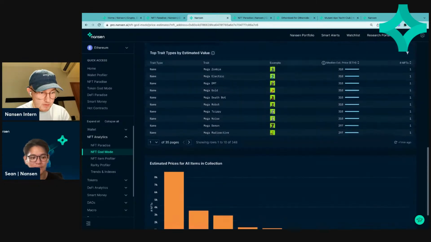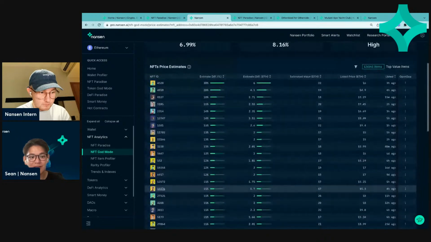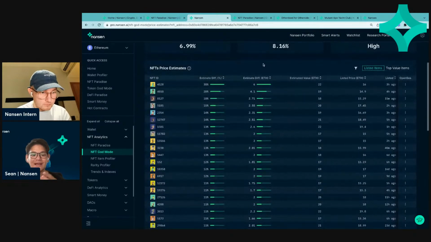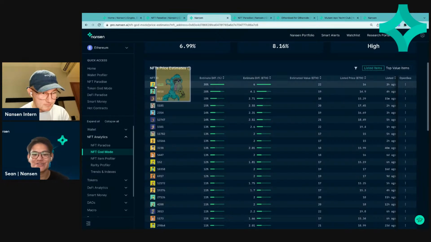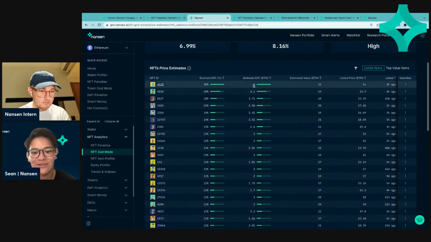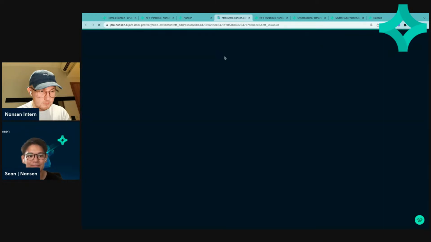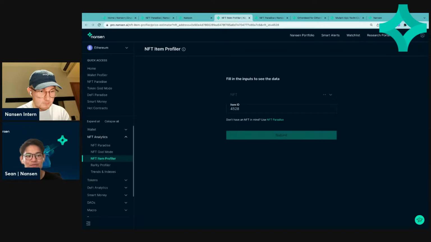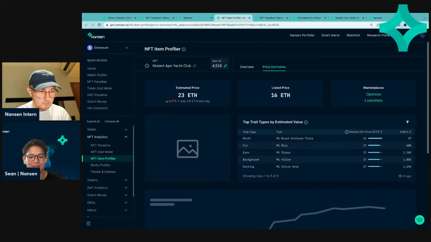Yeah, so from here, I think it's a good time for us to dive deeper, one step beyond God mode into item profiler. So for example, if you're really interested in, oh, is there really potential in earning this six ETH difference, right, that the price estimator has sort of pointed out, you can click into this specific item, which brings you to our NFT item profiler.